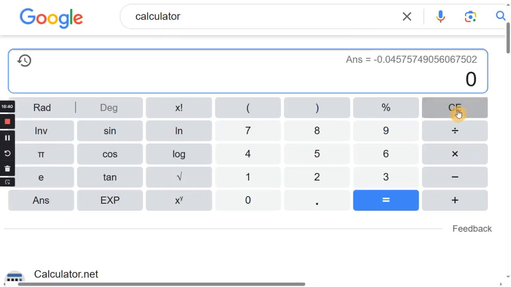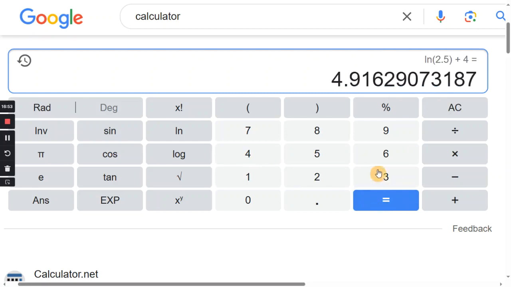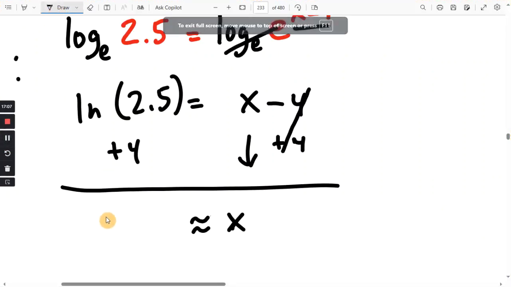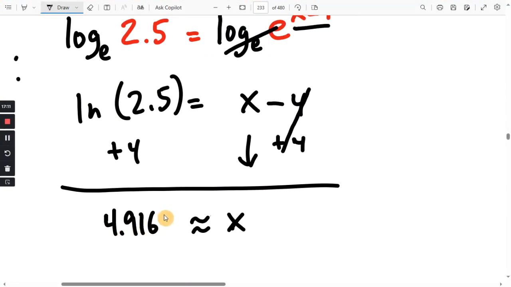All right, hit clear. Here's my ln, 2.5, close parentheses, and then plus 4. ln of 2.5 plus 4. Hit equals, and look at the 5th decimal. That's a 9. It's 5 or more, so you round it up. 4.9163. So this is 4.9163.